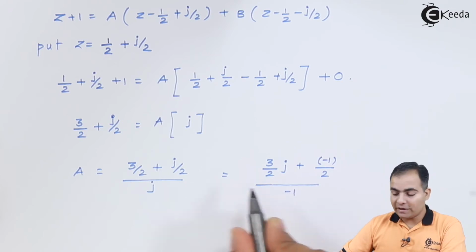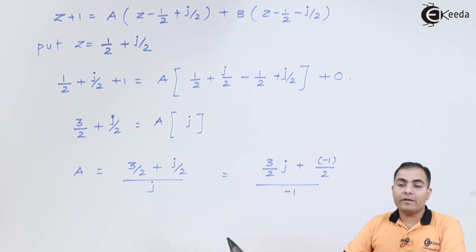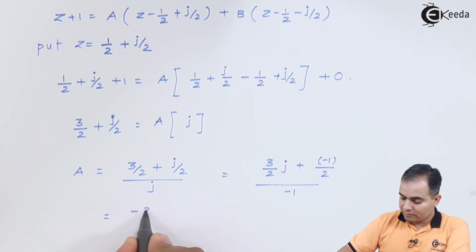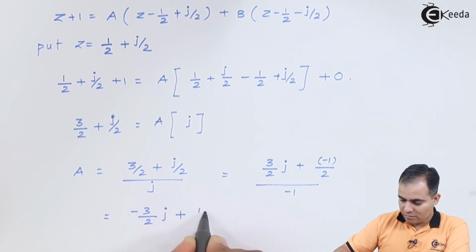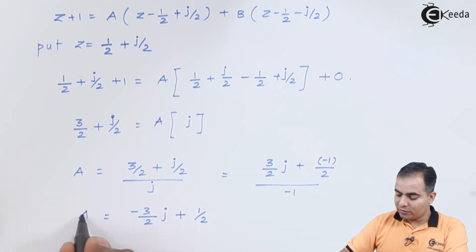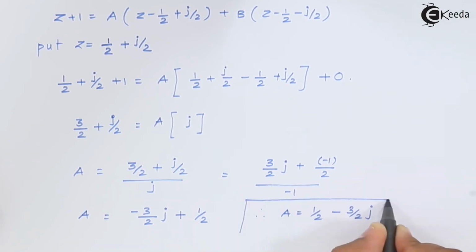But if I shift this minus 1 to the numerator side, or else you can say multiply numerator and denominator by a minus sign, then what you will get? The answer will be minus 3 by 2 j plus half. Now we can write the real part first and the imaginary part last. So my a value becomes, well, this is the value of A.